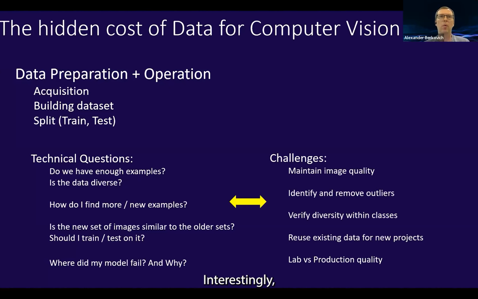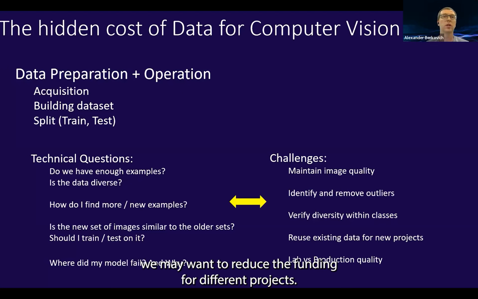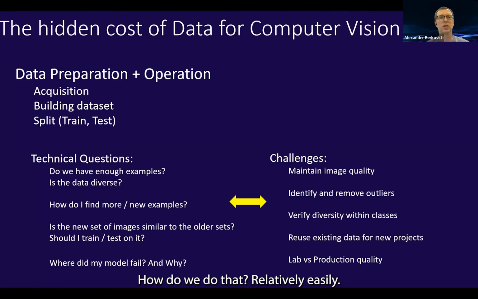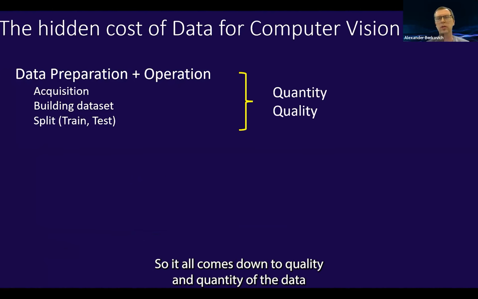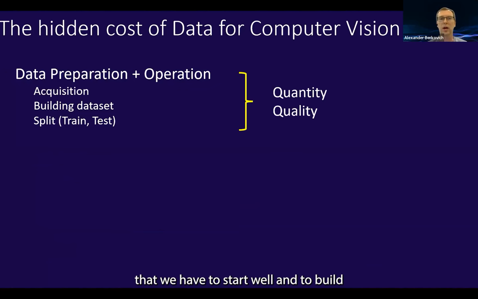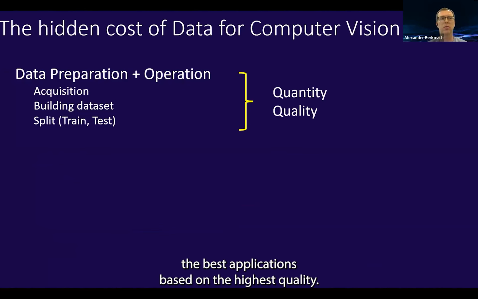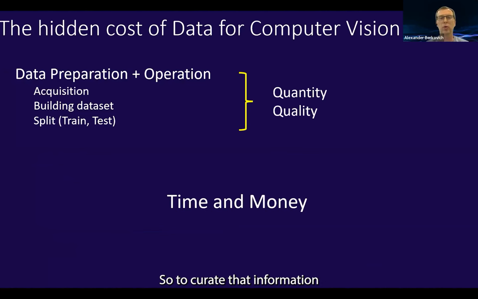Interestingly, once we have a lot of information, we may want to reuse it for different projects. How do we do that relatively easily? It all comes down to the quality and quantity of the data that we have to start well and to build the best applications based on the highest quality of data. Curating that information takes a lot of time and a lot of money.